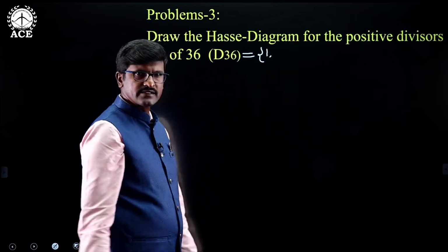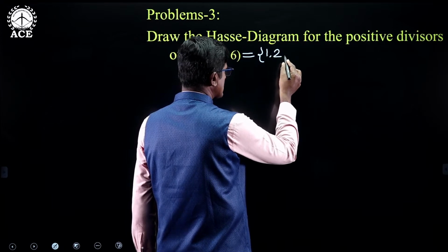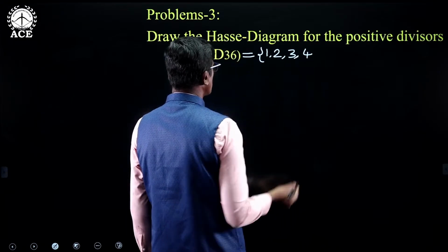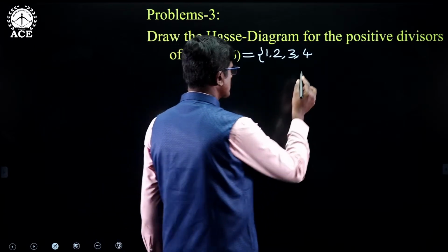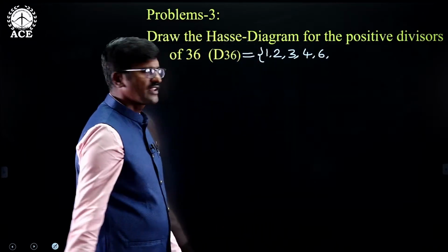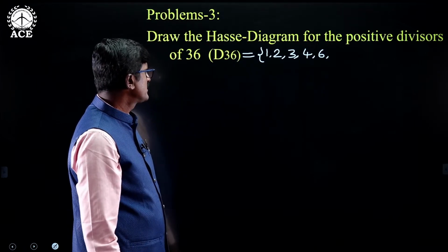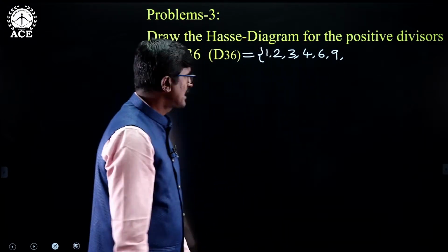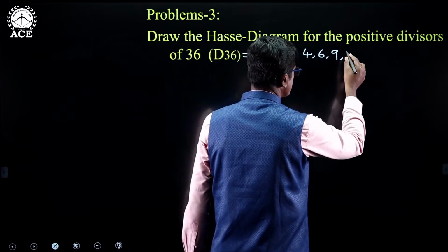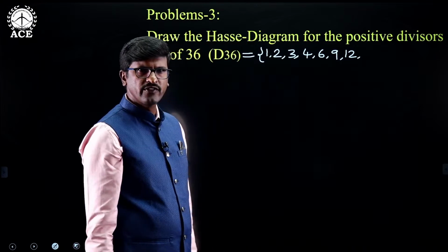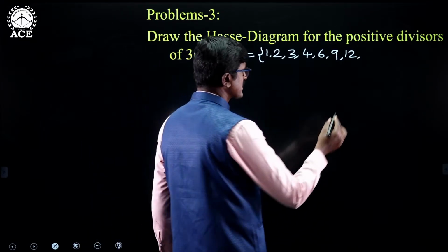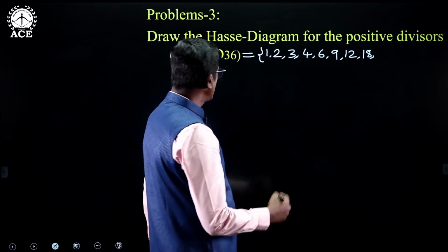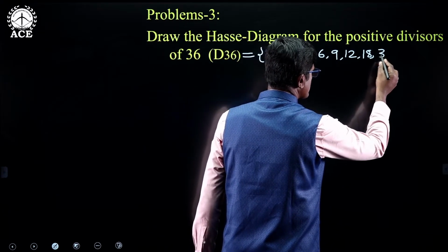1 divides 36. That is one positive divisor. 2 divides 36. 3 divides 36. 4 divides 36. 6 divides 36. 7 will not divide 36. 8 will not divide 36. Next 9. 9 divides 36. 10 will not divide 36. 11 will not divide 36. 12 divides 36. 13 will not divide 36. 14 will not divide. 15 will not divide. 16 no. 17 no. 18 divides 36. Next 19, 20 no. 21, 22, 23. And the next number which is going to divide 36 is 36 only.